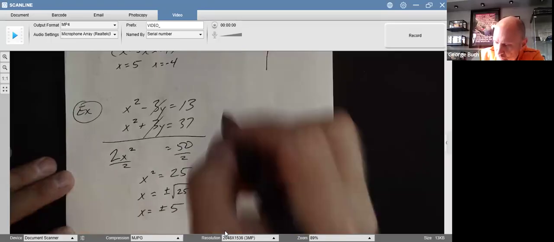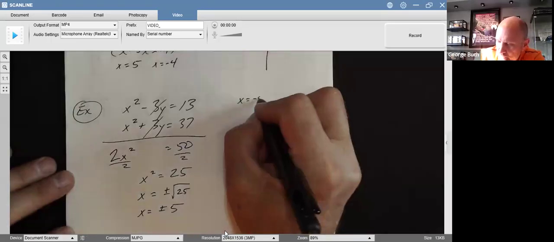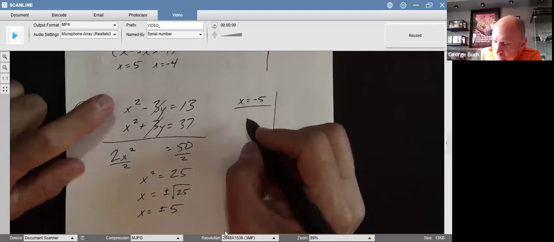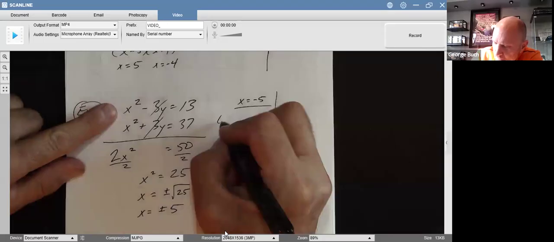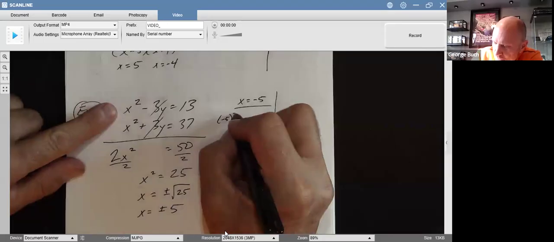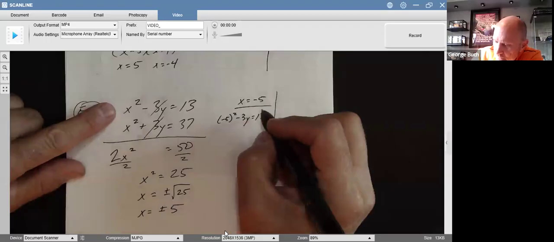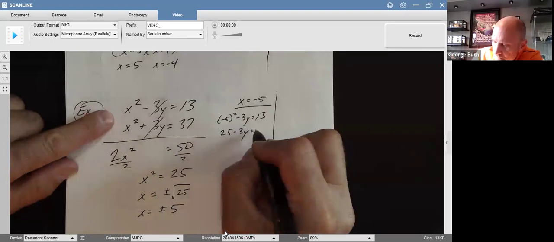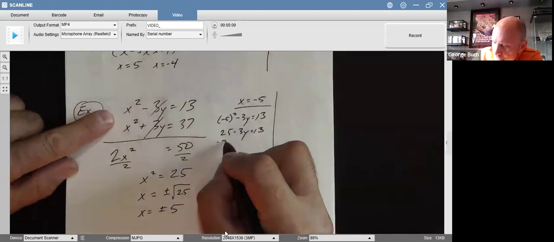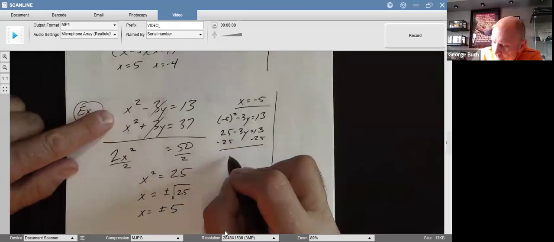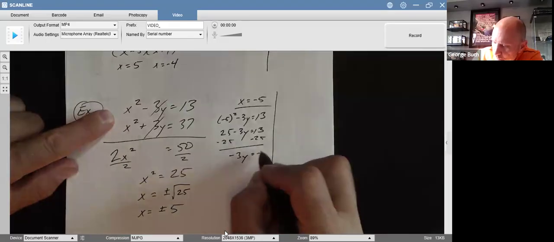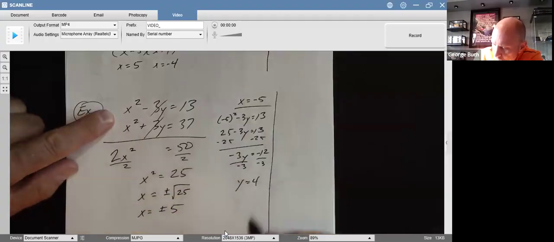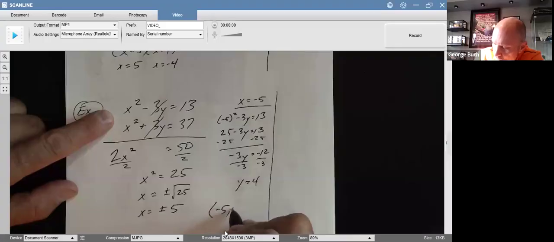So again, first, if x is equal to -5, what does that give us? So we plug it into either one. If I plug it in this first one, I have -5 squared minus 3y is 13. So we have 25 minus 3y is 13. Subtract 25 from both sides. -3y is equal to -12. Divide by -3, y is equal to +4. So one answer is -5, +4.